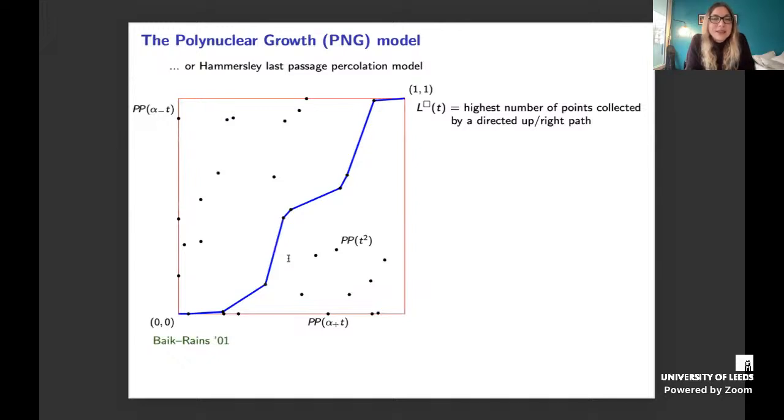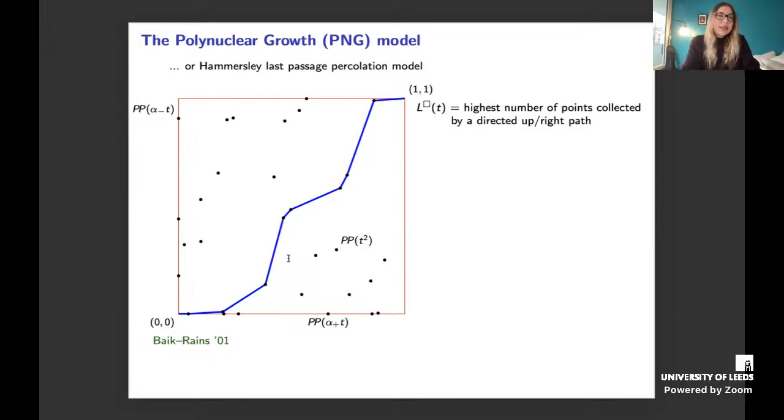The setting is quite the same, but the techniques and the objects that I will present differ quite a lot. So the starting point is always the polynuclear growth model, which in this setting could be better known as the Hammersley last passage percolation model. I decided to call it PNG for historical reasons. So everything I will say is set in the terminology and notation of 3 papers written by Baik and Rains in 2000-2001 that deal with the problem of studying this model with different symmetries.